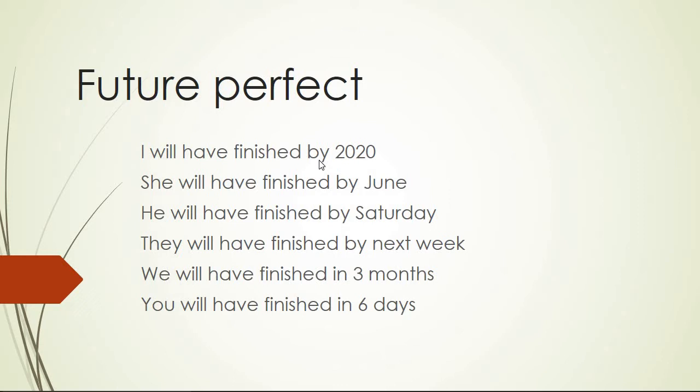So by, we use it when you can't count. So you can't count to 2020, so we use by. You can't count to June, so we use by. But you can count to 3, 1, 2, 3, so we use in. You can count to 6, so we use in. So 1, 2, 3, 4, 5, 6, you can count.